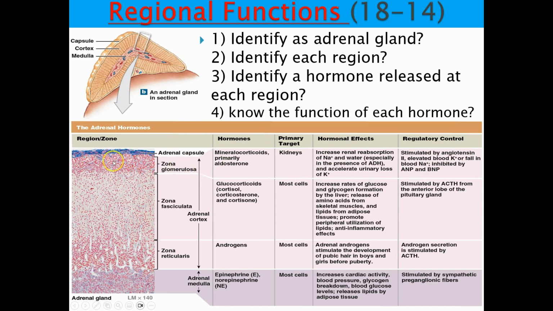Can you name the zone? Can you name a hormone released from the zone, which would be aldosterone? Do you know the function of the zone? It's to help increase blood pressure, big picture wise. Okay, so aldosterone increases blood pressure. How? By sodium reabsorption, which water follows, and potassium excretion.